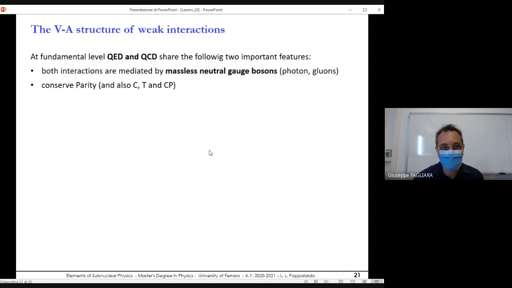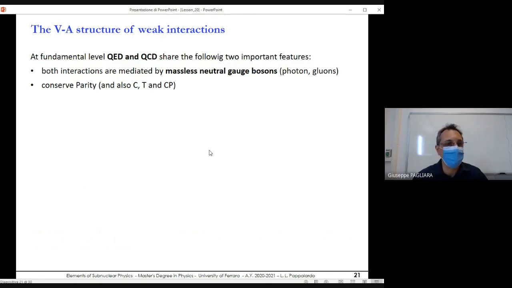So, at fundamental level, QED and QCD share the two following important features. First of all, they are both mediated by massless neutral gauge bosons, either the photon or the gluons. And as we know, they conserve parity and also charge conjugation and also time reversal and also CP. Okay?